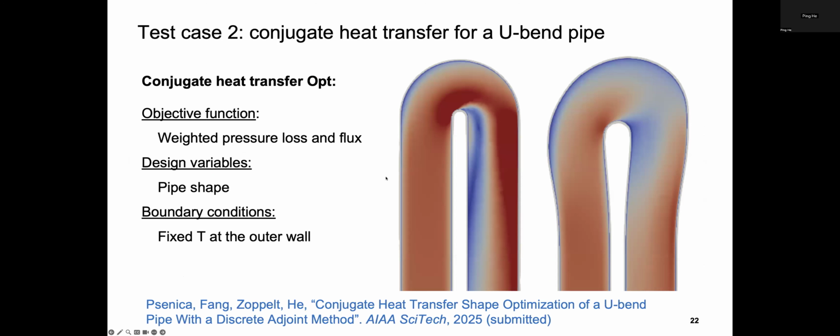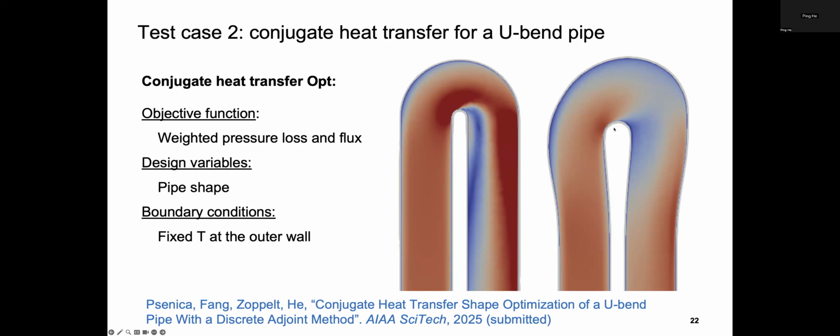Another case I want to show you is that we managed to run our first conjugate heat transfer optimization for a U-bend pipe. This U-bend pipe is widely used in internal heating and a lot of heat exchangers. The objective function is the weighted pressure loss and heat flux, by changing the pipe shape. Our boundary condition is that we fix the temperature at the outer wall. Although it's hard to see, we have a solid domain here.